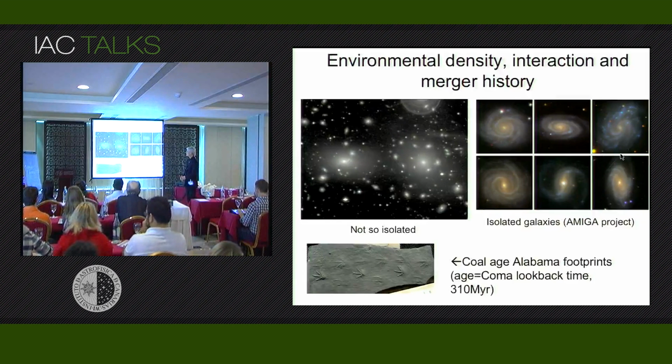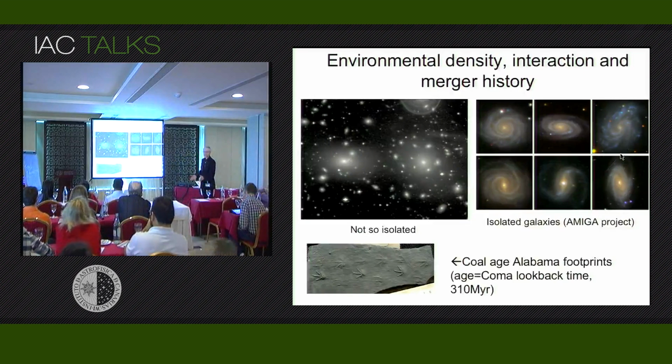Environmental density, interaction, and merger history are also important. As we see on the left is the Coma galaxy cluster, a very dense environment loaded with what we call early type galaxies, ellipticals and S-zeros, and a couple of gigantic elliptical-like systems. They look totally different from these isolated spirals on the right, which are perfect spirals, the kind of thing you wouldn't find in the middle of the Coma cluster. So environment clearly matters.